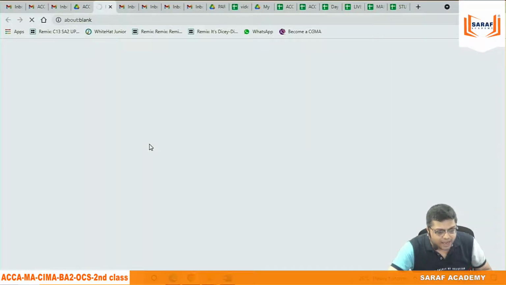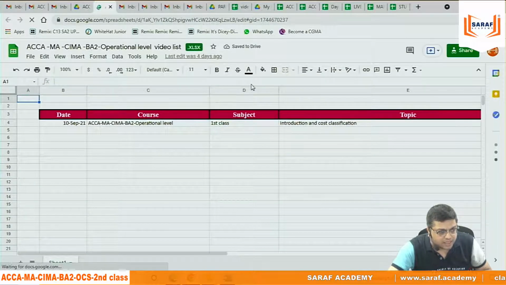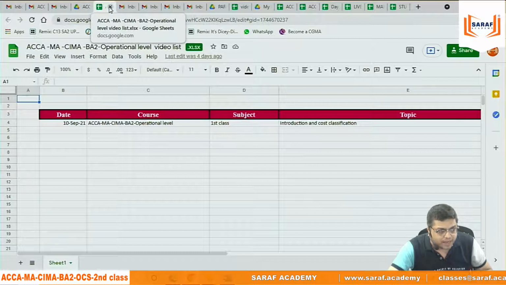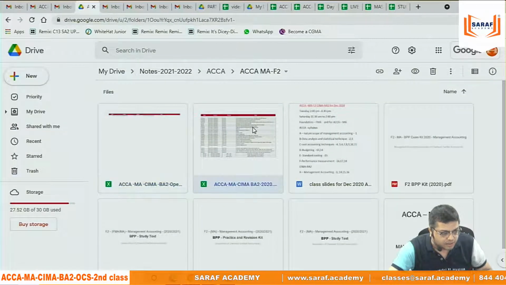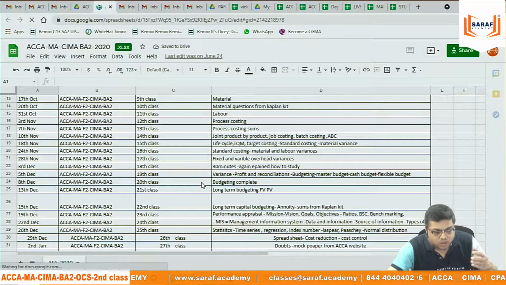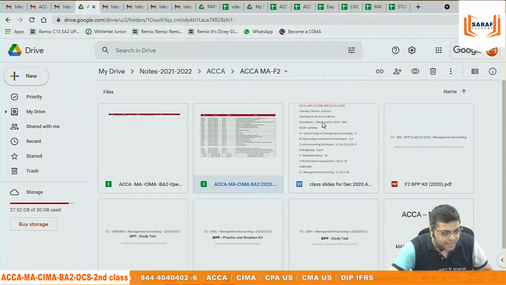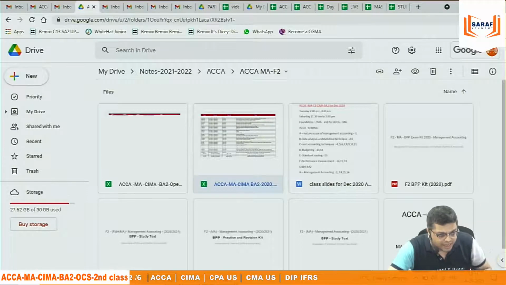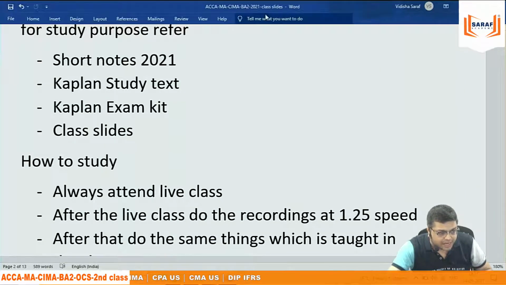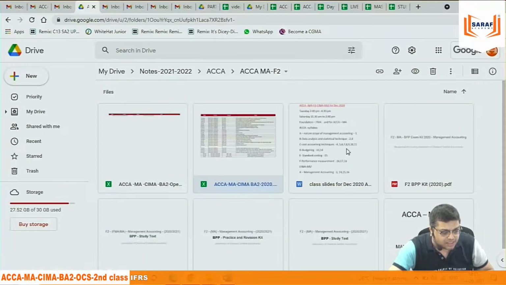One is the ACCA MA FA Excel sheet, in which what I taught in the first class is written. It will be updated every day after the class. This is the previous batch Excel sheet. If somebody wants to study fast, they can refer to the old recordings details, showing what I taught in which class. Then there are previous class slides, like the class slides I am making in this batch. Similarly, the last batch's class slides are there.